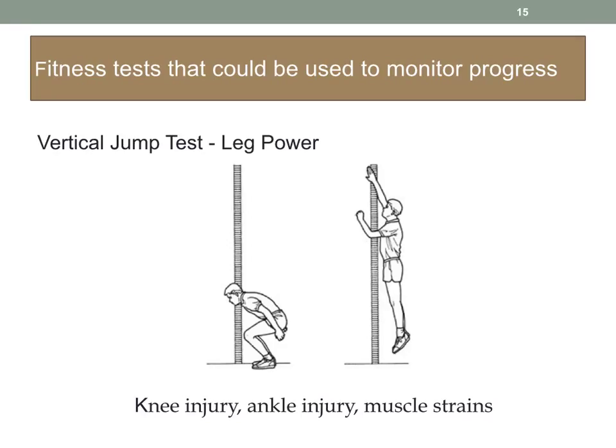The vertical jump test measures leg power. If an athlete has experienced a knee injury, an ankle injury, or muscle strains, then this test is going to be good to be able to determine whether the athlete can explode at great power. Again, progress can be monitored over time and compared to pre-injury levels to determine whether the athlete is ready to return.